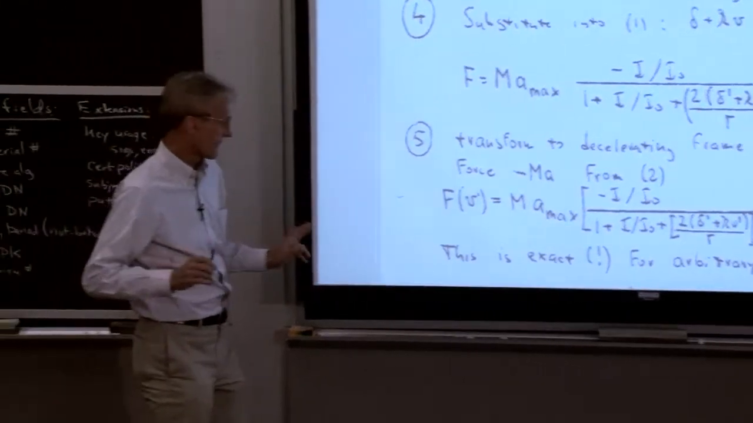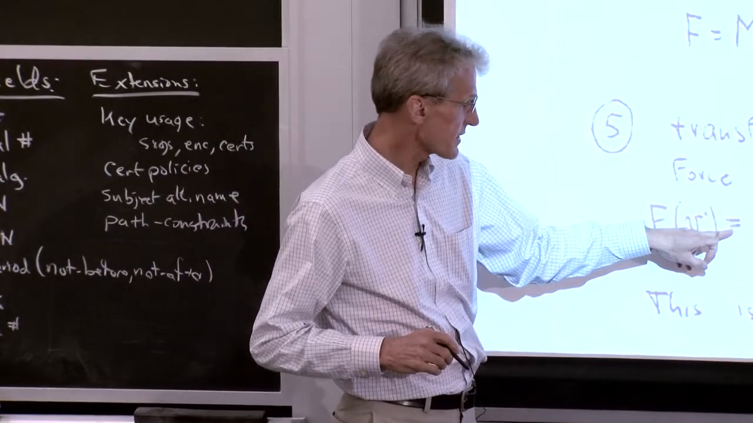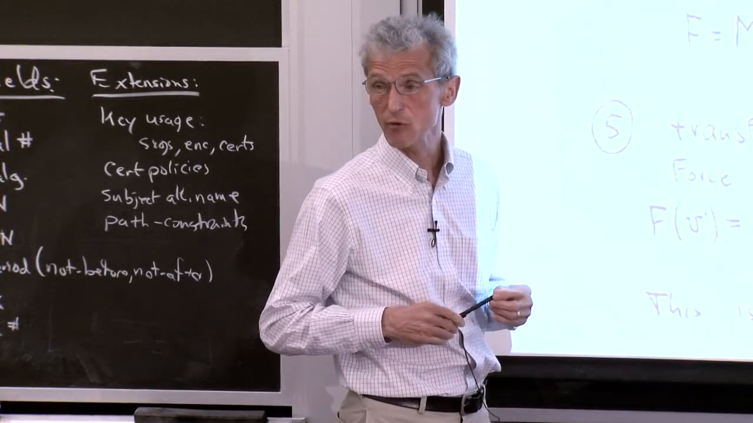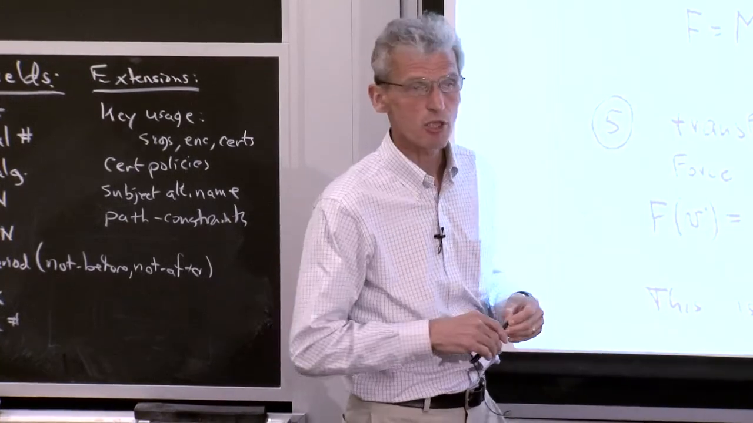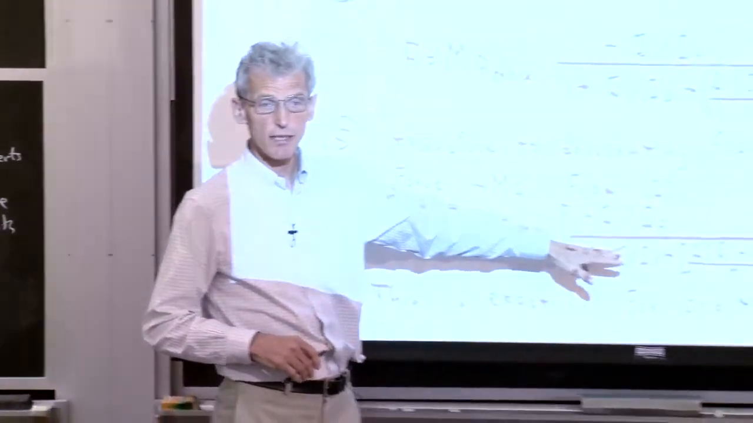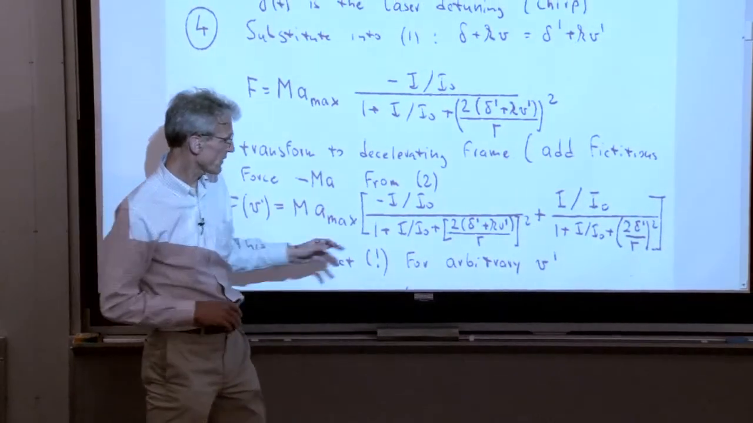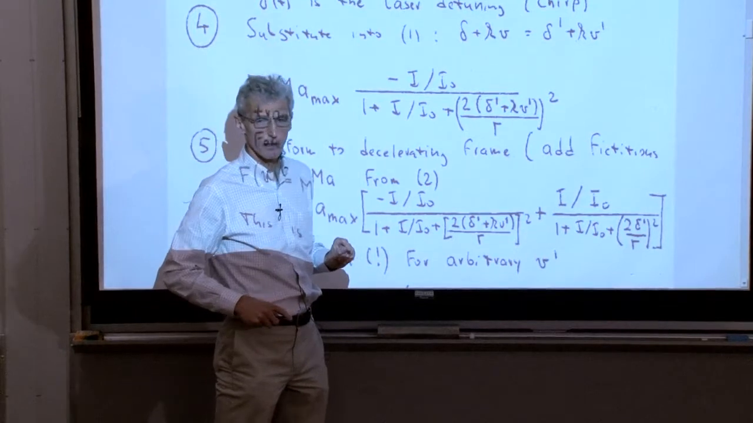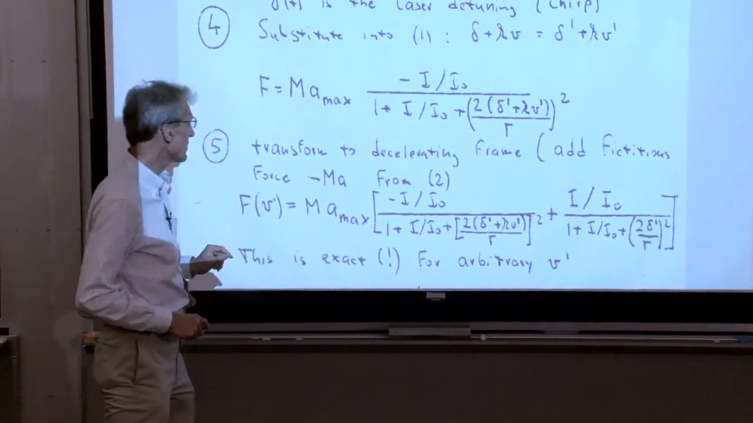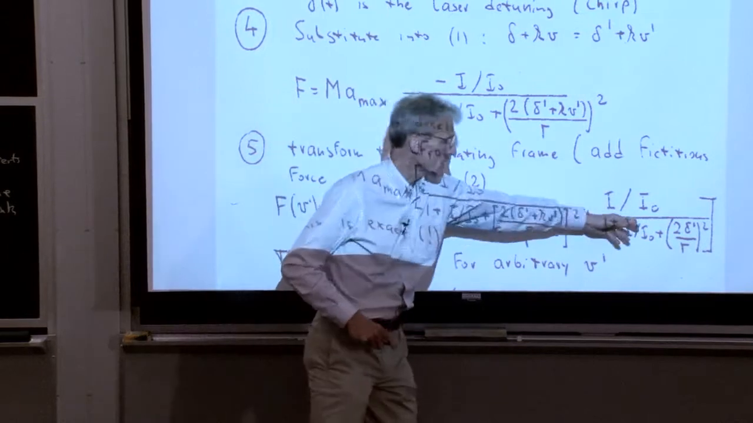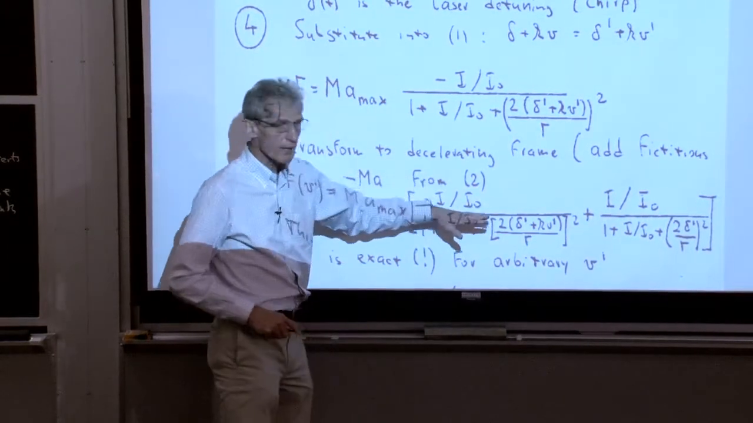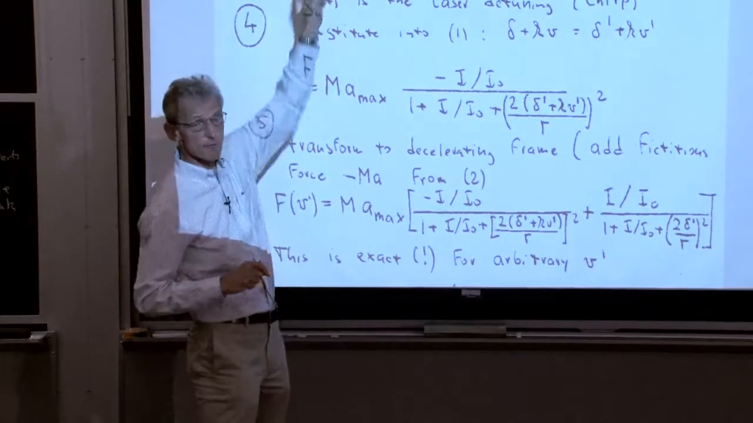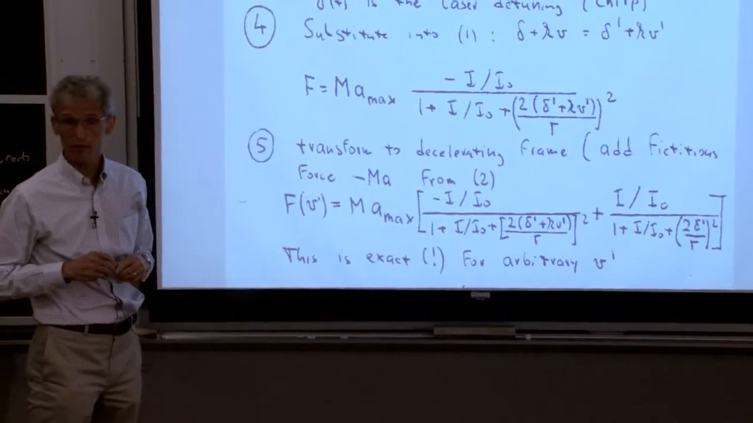So I have done, and the important thing for you is this equation is exact. It's exact for an arbitrary velocity v prime of the atoms. So let me just summarize. I've taken the spontaneous light force. I've given you a bunch of definitions of what delta prime is. That's how you program your laser. But then in the decelerating frame, we need a fictitious force. And this is nothing else than a mathematically exact rewrite of the spontaneous light force in the decelerating frame.